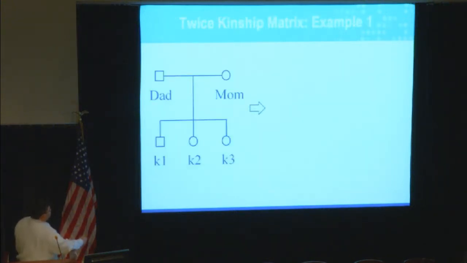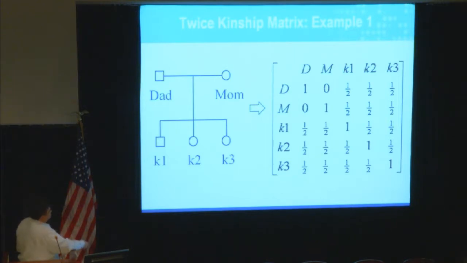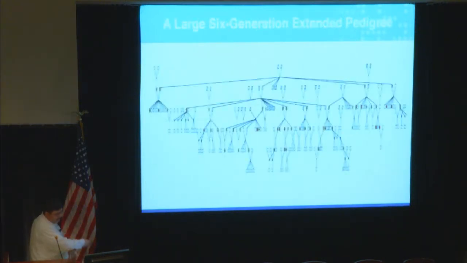Okay. I just want to show you what twice the kinship matrix might look like. This is just a simple nuclear family, mom and dad and 3 kids. Of course, along the diagonal, which expresses the self-self comparisons, everyone's fully related to himself or herself. Dad and mom have a relatedness of 1/2 with each of their kids. And the kids, for a different reason, have a relatedness of 1/2 with each other. For five individuals in that nuclear family, you have a 5x5 matrix.